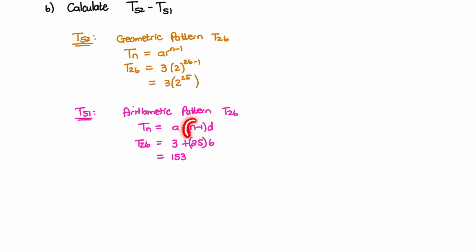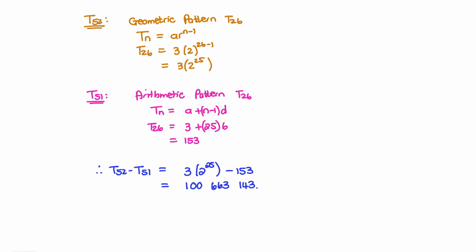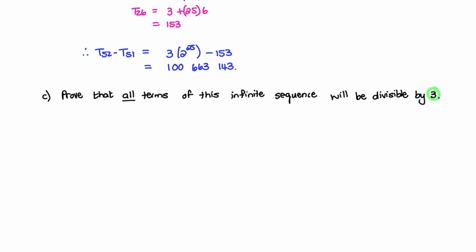So I replace n with 26, so 26 minus 1 is 25, and when I simplify, I have term 26 is 153. So if we want to find term 52 minus term 51, we say 3 times 2 to the power of 25 minus 153, and that is equal to 100,663,143.